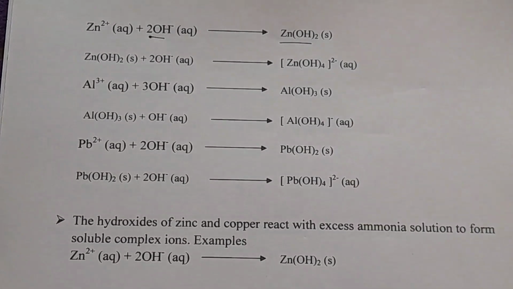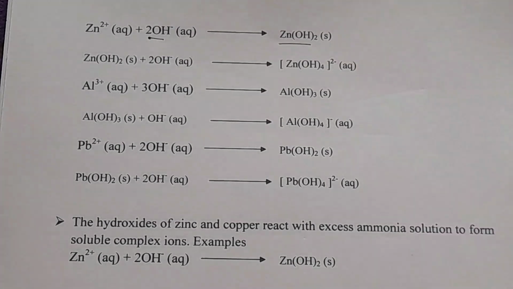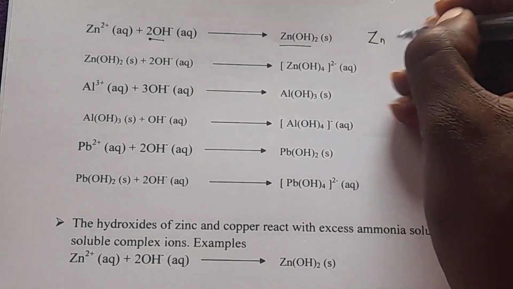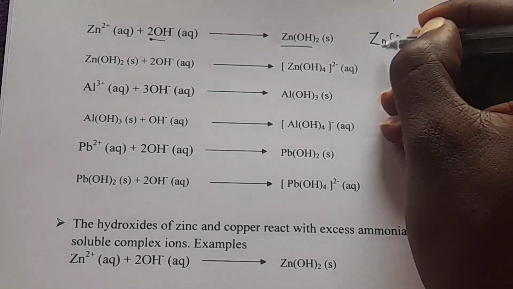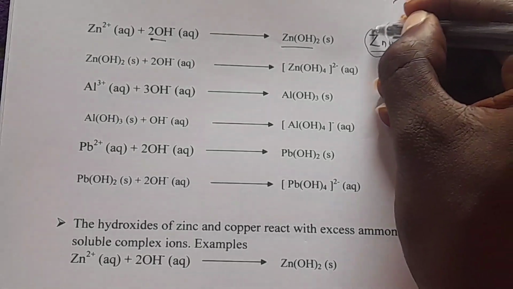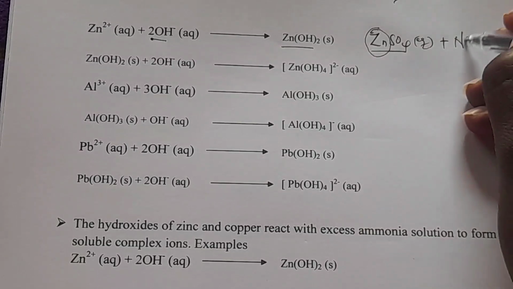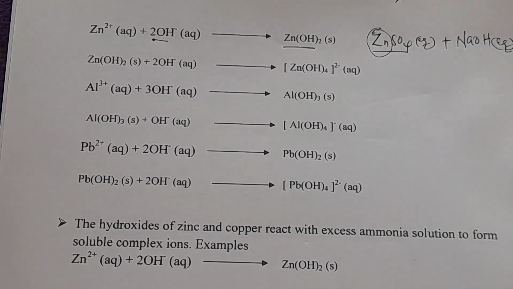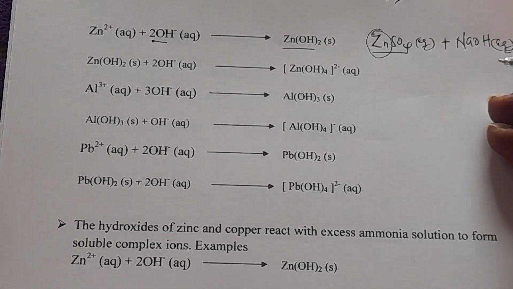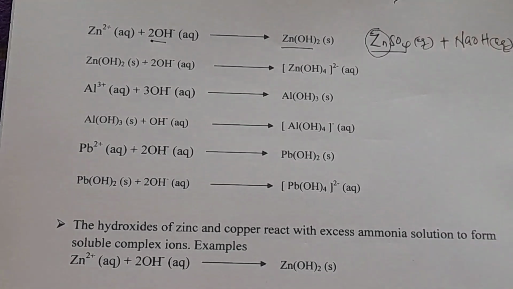So if you have maybe zinc sulfate, remember, zinc sulfate is a soluble salt. So here is a solution containing zinc 2 ions. Then you react it with sodium hydroxide solution. So the reaction that is going to happen there, we are going to get zinc hydroxide and also sodium sulfate. So remember, zinc hydroxide is an insoluble base.